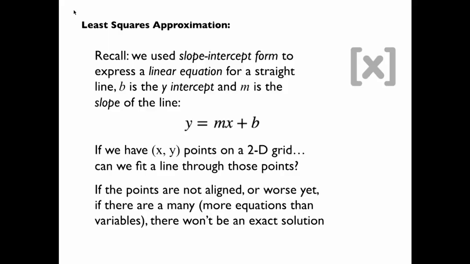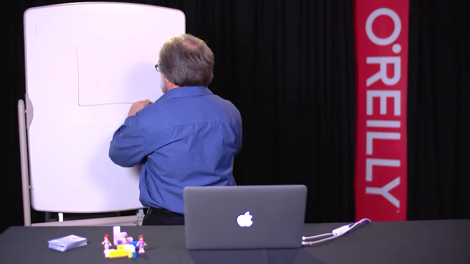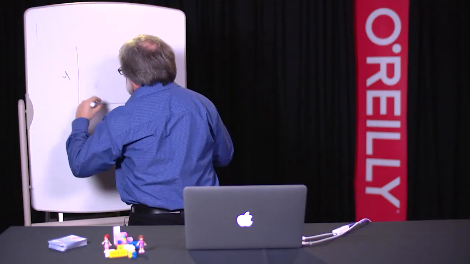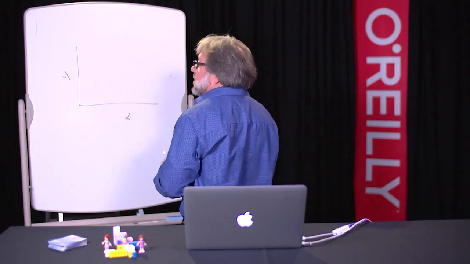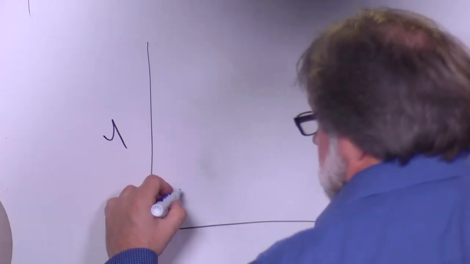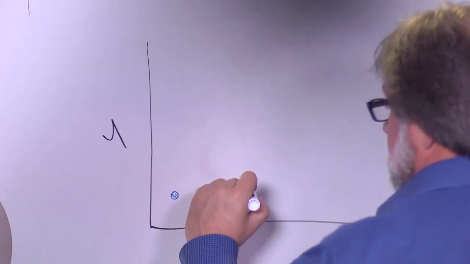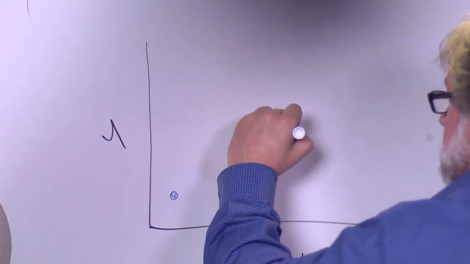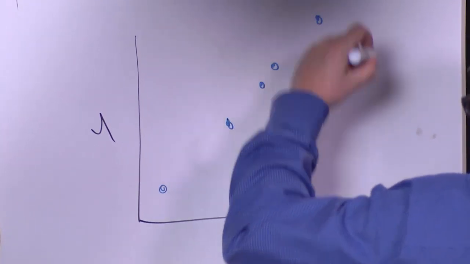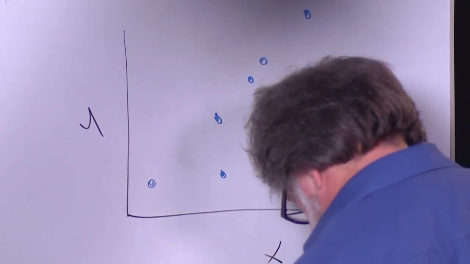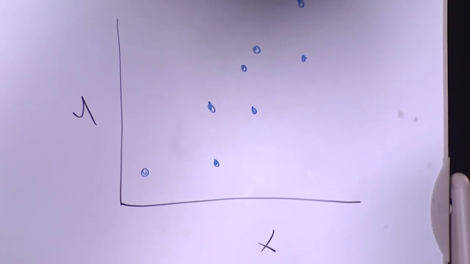What happens, though, if you have a lot of points and they're not aligned, or really if there's way too many of them? So I'll draw that. Suppose you have a grid. You've got your y's and your x's. And I'm going to draw in blue a number of different points. So let's say I've got a point here and a point here. I'll just make a few of these. Okay, so I've got a whole bunch of x, y points.